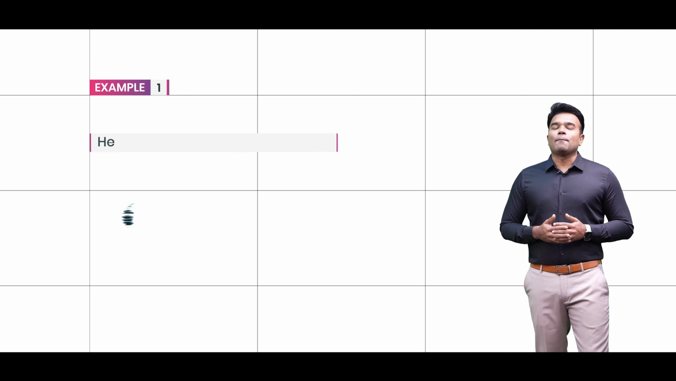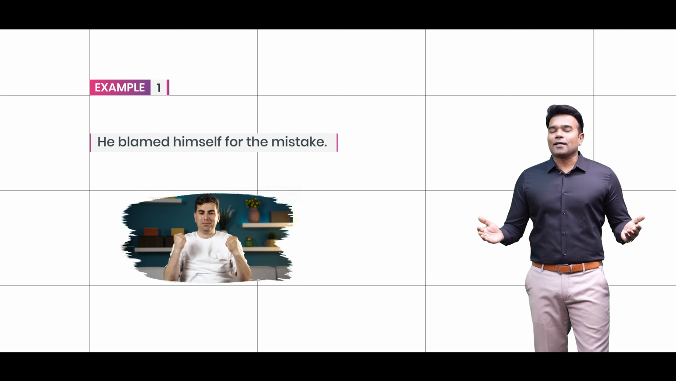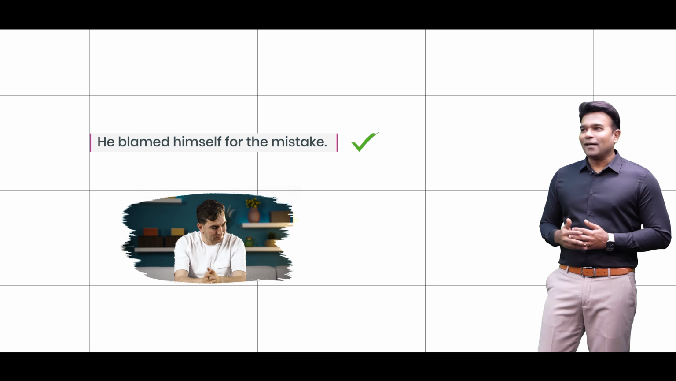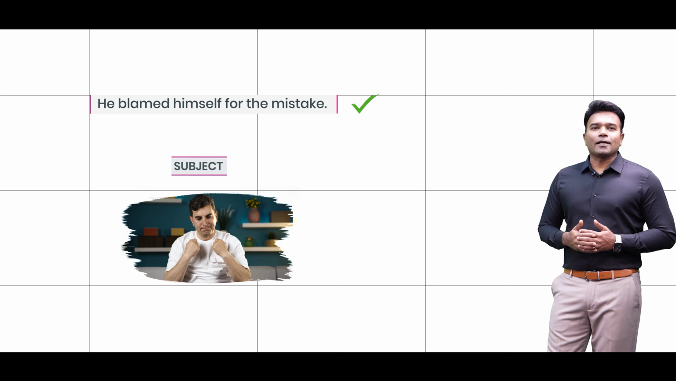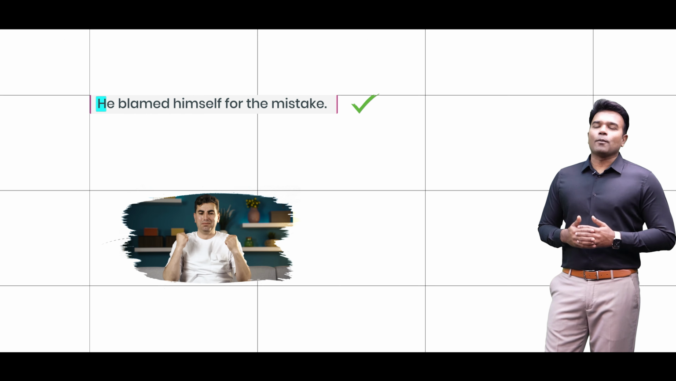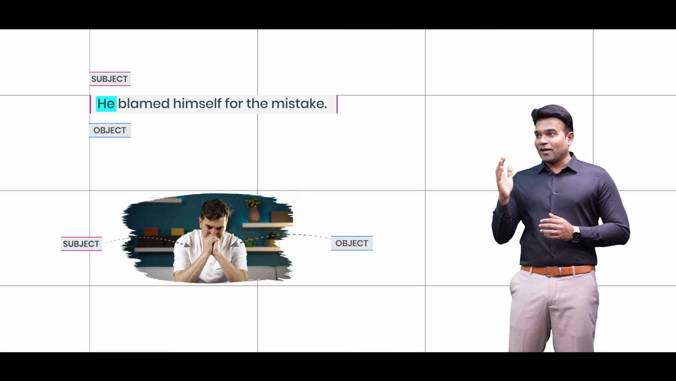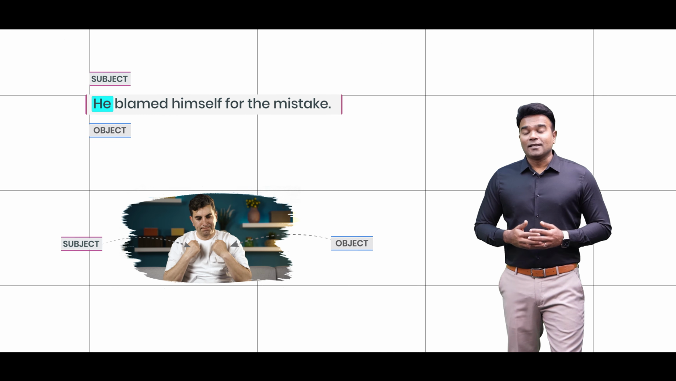Let me explain. Have a look at this sentence: he blamed himself for the mistake. Well, this happens to be a valid English sentence, and just in case I'm going to ask you as to who is the subject of the sentence, then the word he happens to be the subject of the sentence. And in case I'm going to ask you as to who is the object of the sentence, then it is the same word he that also happens to be the object of the sentence. And so this happens to be such a sentence in English wherein the subject and the object are the same.